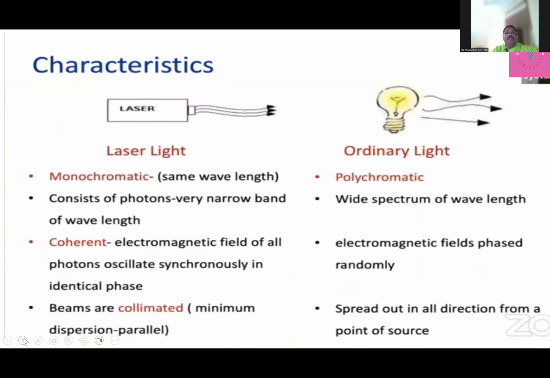So coming to the difference between laser light and ordinary light: laser light is monochromatic, ordinary light is polychromatic. It consists of photons in a very narrow band of wavelength, versus a wide spectrum of wavelength. It is a coherent electromagnetic field where all photons oscillate synchronously in identical phase, but in ordinary light the phase is random. And beams are collimated here, so there is minimal dispersion and they are parallel, but in ordinary light they spread out in all directions from the point of source.